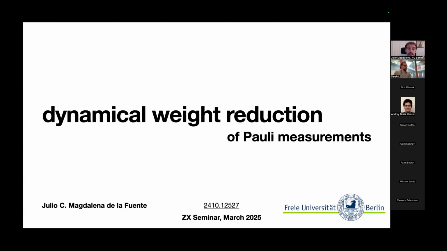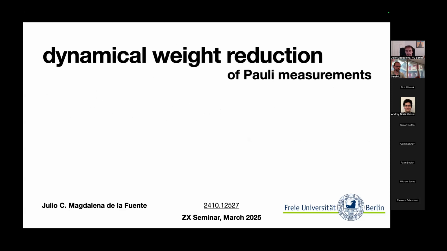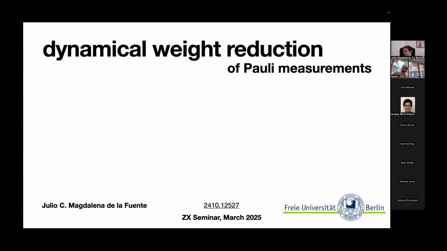Yeah, thank you for the introduction, and thank you for inviting me to present this little project I worked on last year on how to use CX to fairly easily construct so-called dynamic rate reduction schemes of Pauli measurements. So let me start by just giving a bit of context what these words mean.